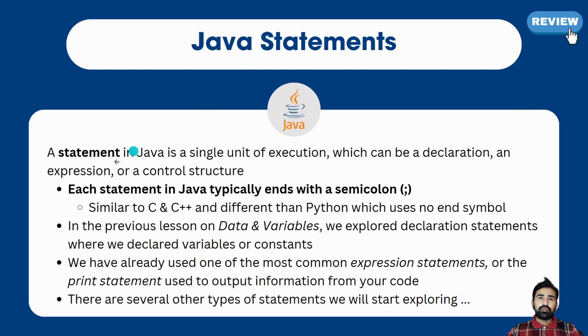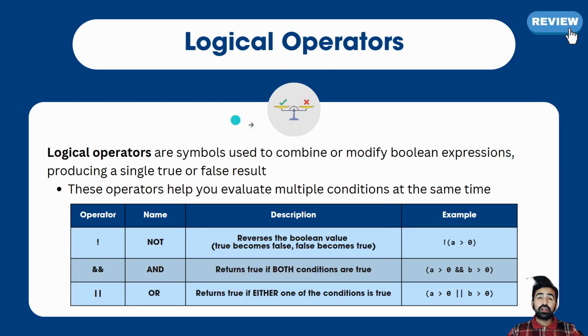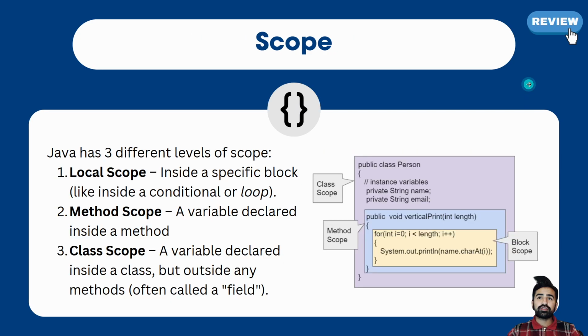So Java statements. Remember, it's just a single unit of execution, ends with a semicolon. And then, of course, logical operators. This helps us chain together conditions, make really complex Boolean expressions. We've talked about scope as well. Because we're introducing a new type of control flow statement, we'll be using another block of code, another example of using curly braces.